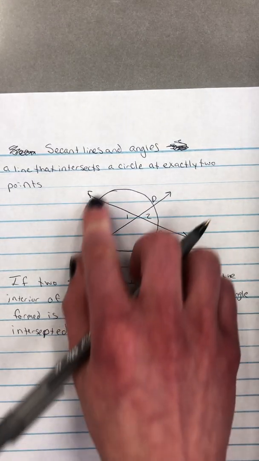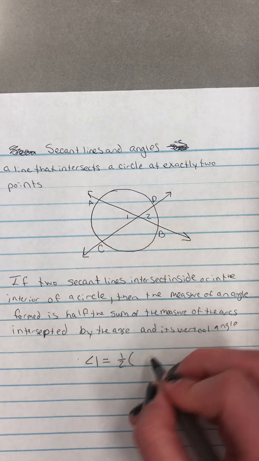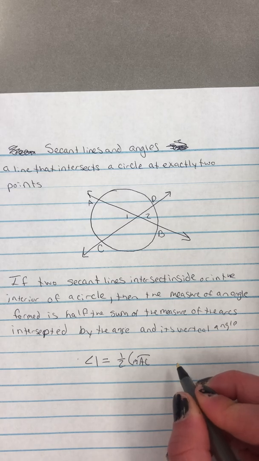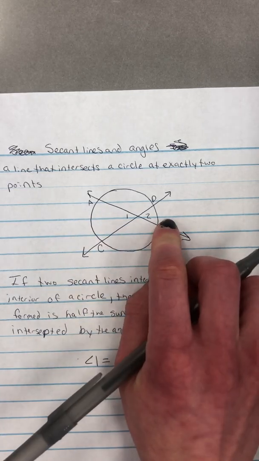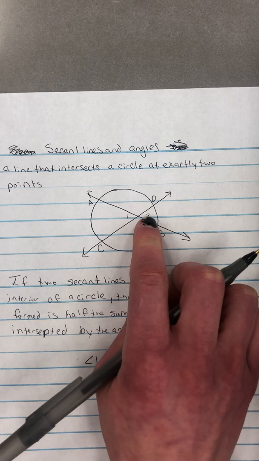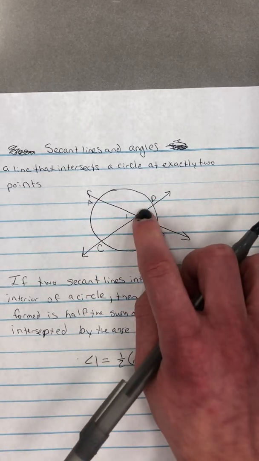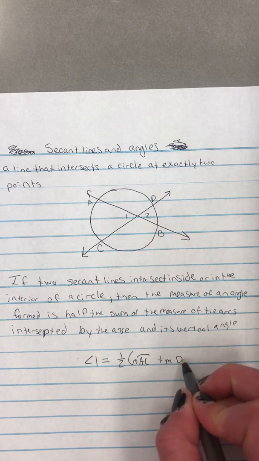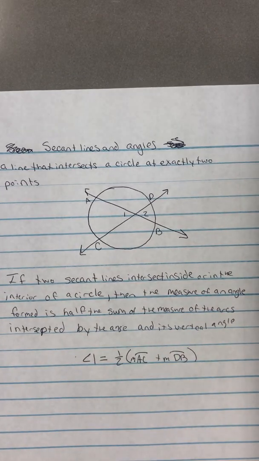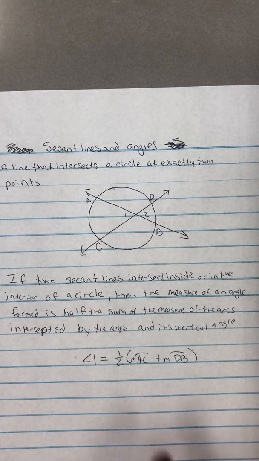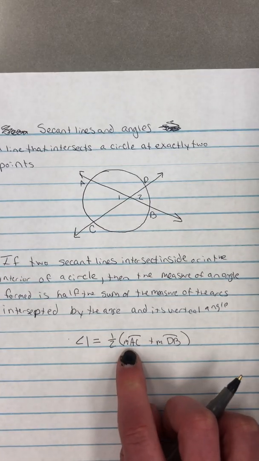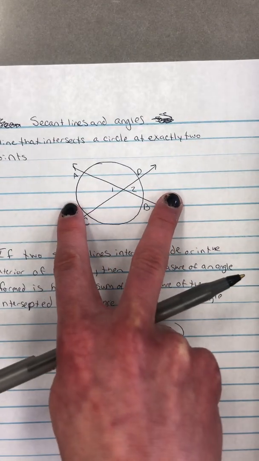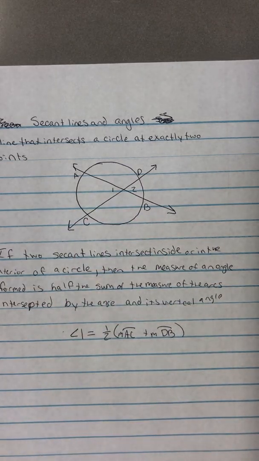Well, angle 1 creates this arc, AC, so arc AC, plus the measure of the arc of its vertical angle. Remember, vertical angles are directly across from each other, and they're made by 2 lines. The arc of the vertical angle, or angle 2, is DB. So the measure of DB. We know angle 1 is equal to 1/2 the measure of arc AC plus the measure of arc DB. So we're going to take our 2 arcs, add them together, and divide it by 2.